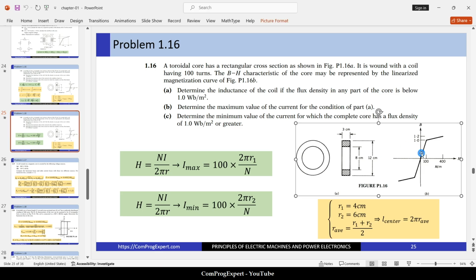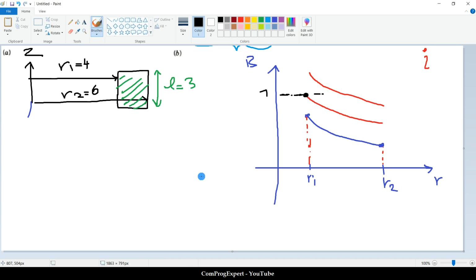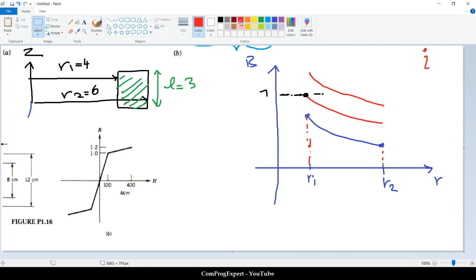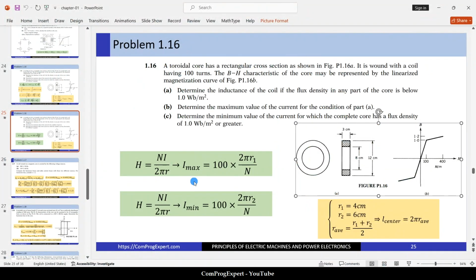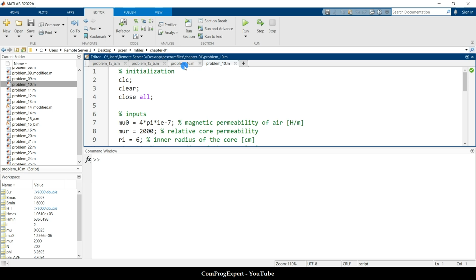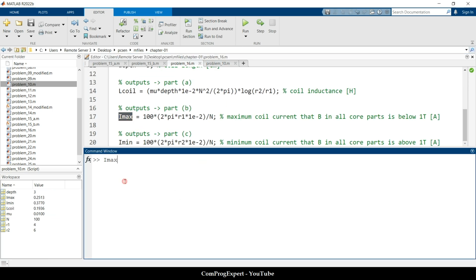According to this HB curve, as you can see, when the value of B is 1 Tesla, the value of H is 100. So for R1, we should set the value of H equal to 100. Then we can calculate the maximum current, so that we can confirm that any part of the core is below 1 Tesla. How much is that? Let's run. This is the value of I max, 0.25 ampere.